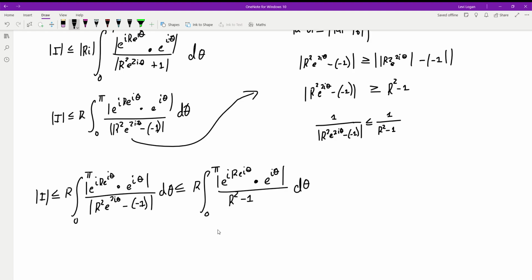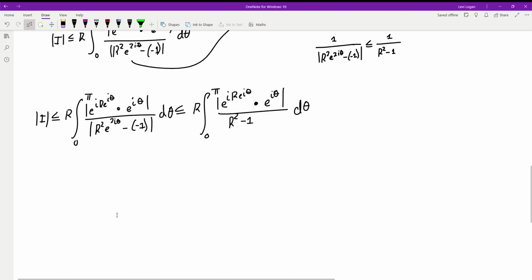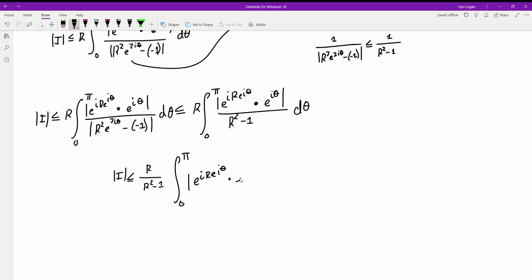Now here's a trick we can do. We can just take the r squared minus 1 out the front door because it's not dependent on theta. It doesn't rely on it. So we actually just have basically this down here. So we'll have the modulus of our integral, oh, see, there's what I do. No, the modulus of our normal integral is less than or equal to r over r squared minus 1, times our integral from 0 to pi of pretty much this here. Now, we don't have to go any further. We could, but we don't have to.